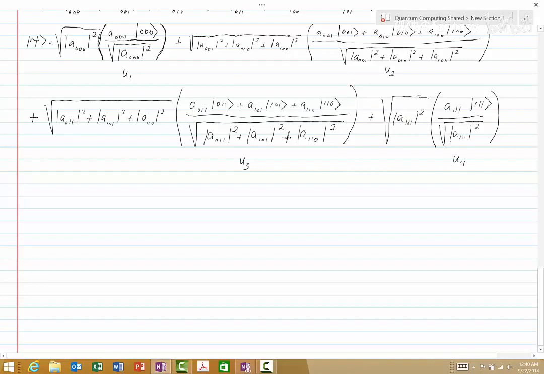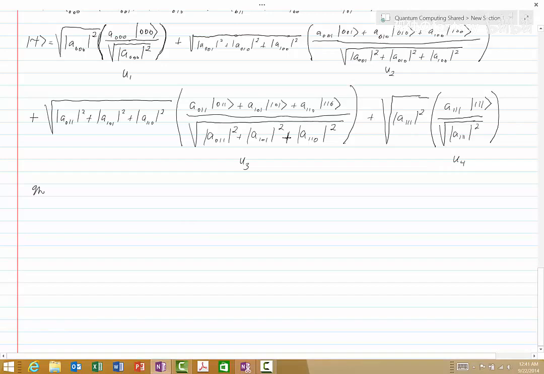For the S0 and for the S3 terms, those just consist of one state. So we have A000, and here's the state, and then we divide by the square root of the magnitude squared of A000. And of course, the square root of the magnitude squared is just the magnitude of A000. So I could just as well have written the magnitude of A000 here instead of this whole term. Similarly, over here, this could become the magnitude of A111, and the bottom could become the magnitude of A111. But we now see how this all breaks down.